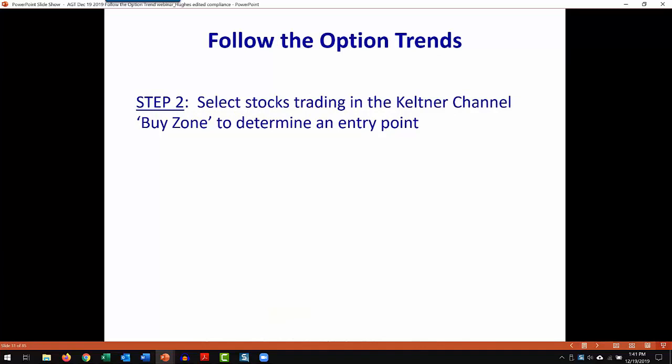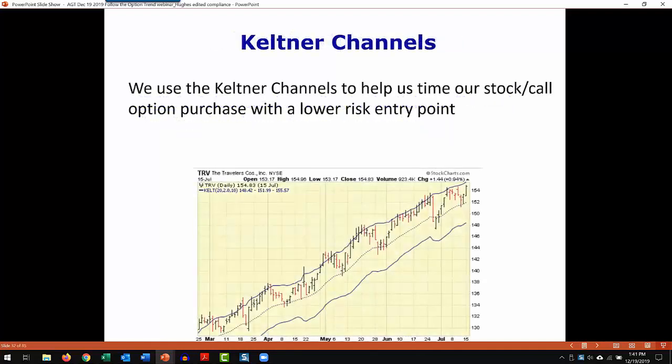Step 2 in our process is to select stocks trading in the Keltner channel buy zone to determine an entry point. And we use those Keltner channels to help us time our stock and call option purchase with a lower risk entry point. Right now I'm displaying the Travelers Insurance Company price chart, and the vertical red and black lines represent the daily price movement of Traveler stock.